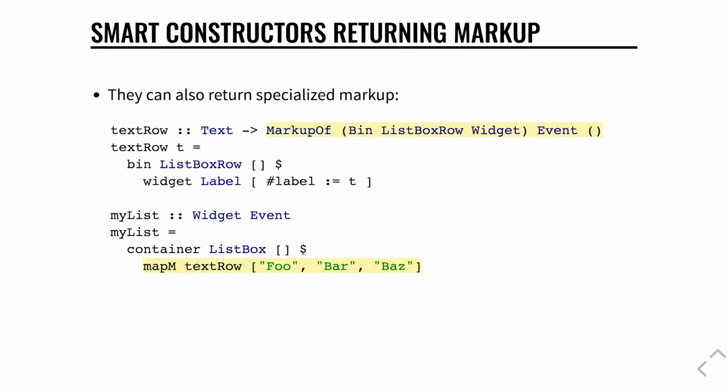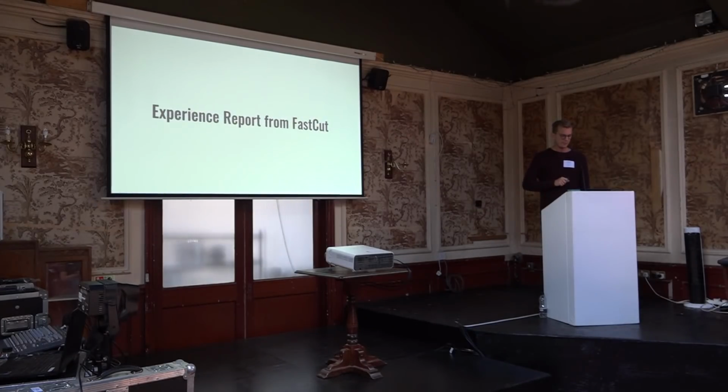So in this case, if you look at the bottom first, we're mapping the textRow function over some text values, and we're putting them in a list box. And the list box requires each child to be a list box row. So you see in the top signature that textRow returned this quite complicated type, Markup of Bin ListBoxRow Widget of Event of Unit. It's pretty complicated, but this is the type that is inferred, and you usually don't have to deal with them. But just to give you a sense of what's going on.